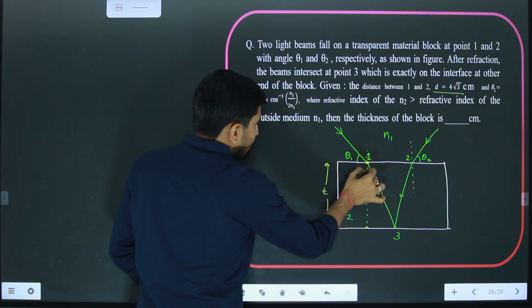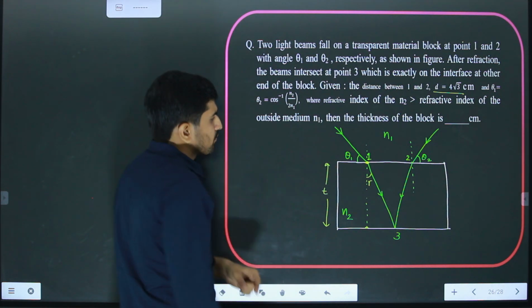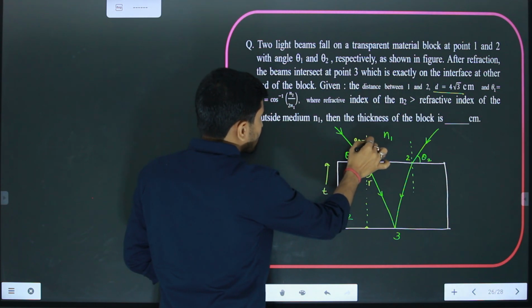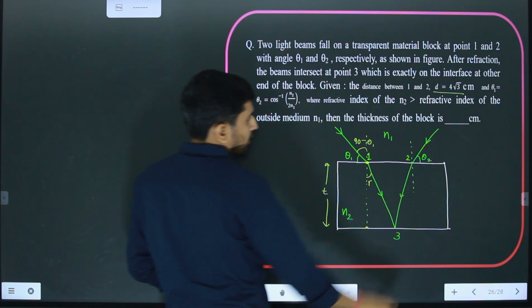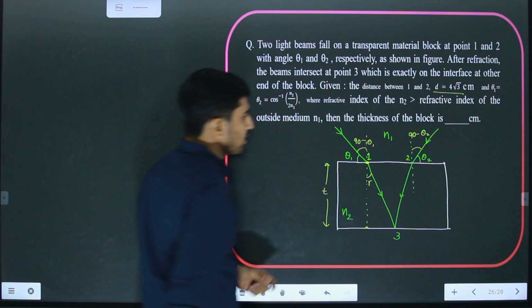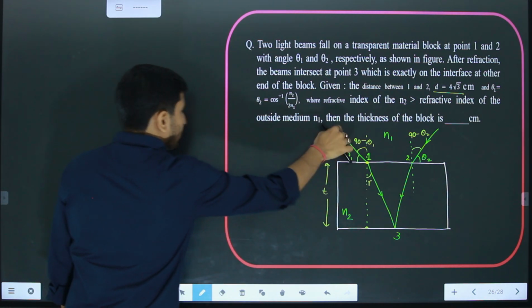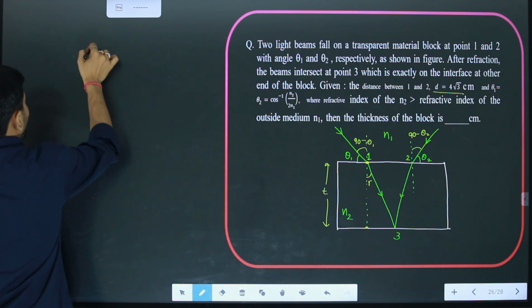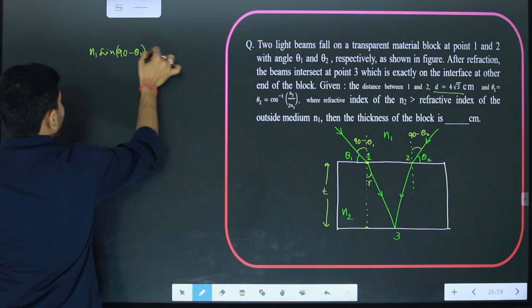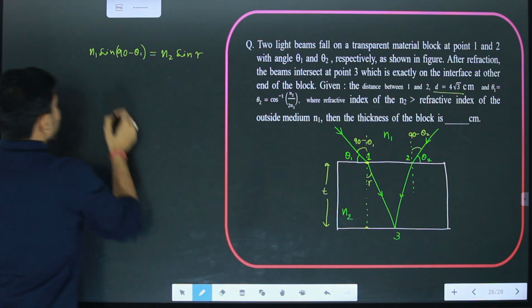For this ray, let's say this angle is equal to r, the angle of refraction. What is the angle of incidence? This angle is theta 1, so the angle of incidence will be equal to 90 minus theta 1, complementary. This angle is theta 2, therefore this angle of incidence will be equal to 90 minus theta 2. These two are the corresponding incident angles. Let's apply Snell's law on the first one: n1 sine of the incident angle, which is 90 minus theta 1, should be equal to n2 multiplied by the angle of refraction, r.